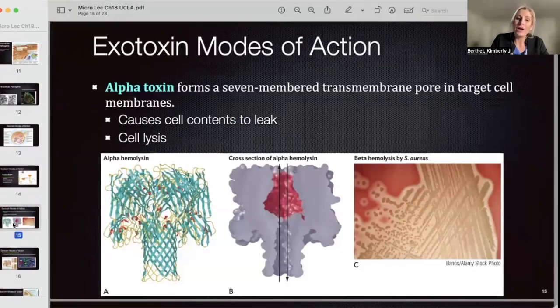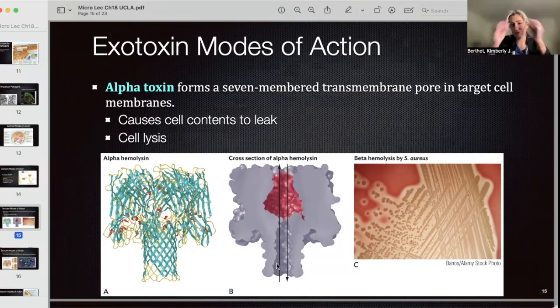We also have alpha toxins as exotoxins. Alpha toxins actually make a 7-membered ring. And we can see this ring here. This moves through the membrane of the cell. So here's a cross section. And because it moves through the membrane of the cell, it creates a pore. And this can cause the cell to lyse. So it can break the membrane. So it opens up a hole in the membrane. And then we lose osmotic regulation. So the cell will essentially burst open.